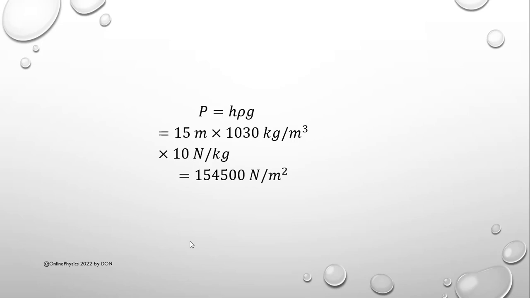Then times g. So you can see now we have this g here, 10 newtons per kilogram. That gives us 154,500 newtons per square meter. Now that is the pressure exerted on the diver by the water column.